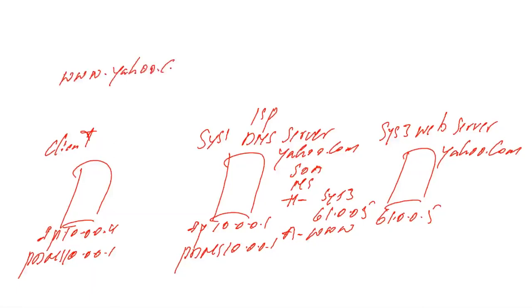The first request will go not to the web server but to the DNS server. The DNS server resolves the name to an IP address, and the client successfully gets the IP of the web server. By taking this IP 61.5, we can reach the web server. Can we access the site or not?